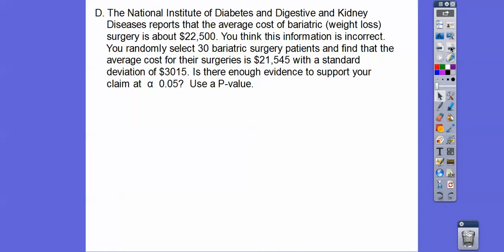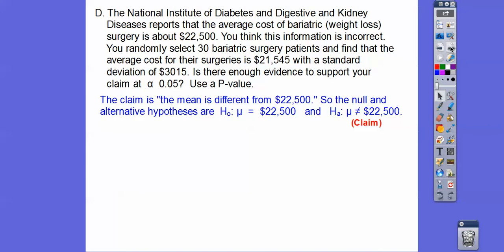The National Institute of Diabetes and Digestive and Kidney Disease reports that the average cost of bariatric weight loss surgery is about $22,500. You think that this information is incorrect. You randomly select 30 bariatric surgery patients and find that the average cost for their surgeries is $21,545 with a standard deviation, and I'm guessing that's a population standard deviation, of $3,015. Is that enough evidence to support our claim that it doesn't equal that? So doesn't equal means it's going to be a two-tailed one.